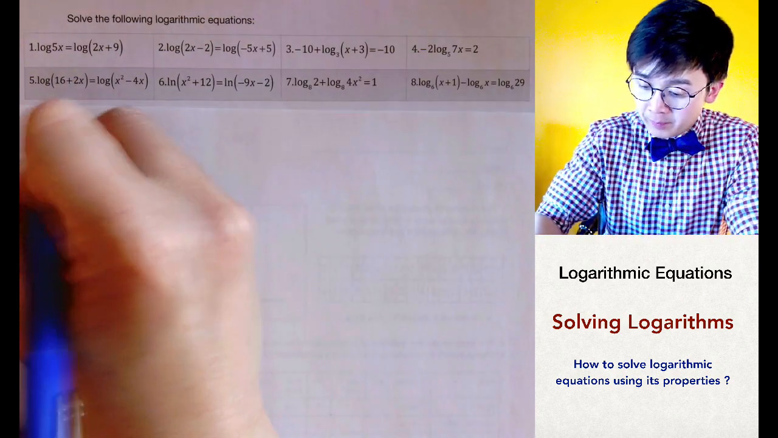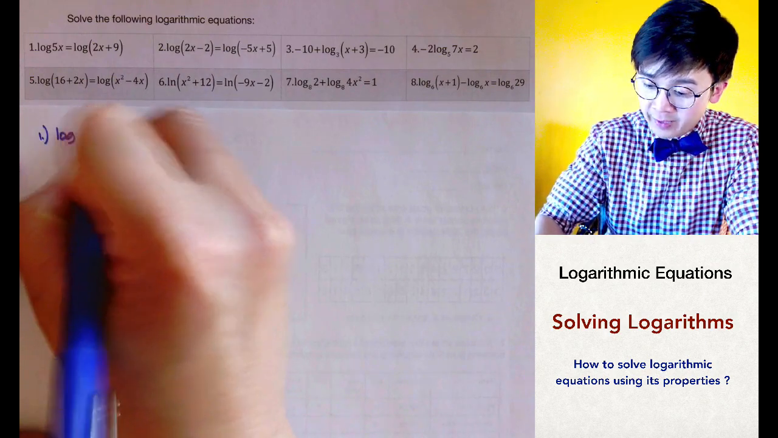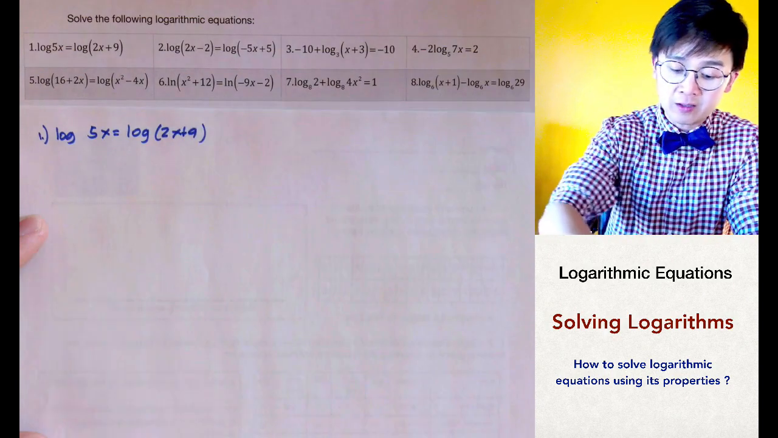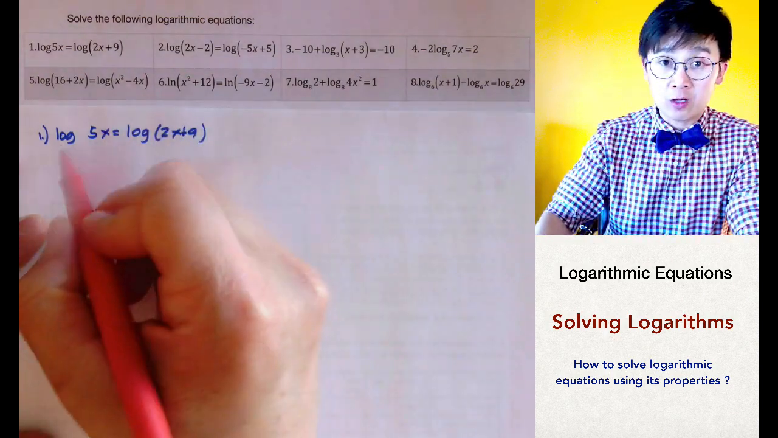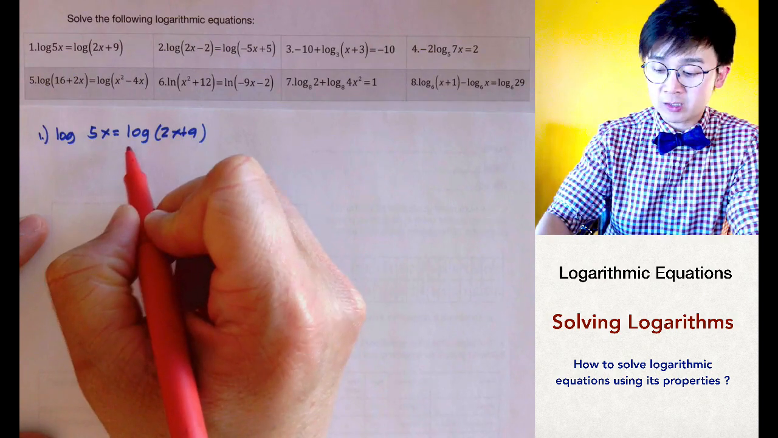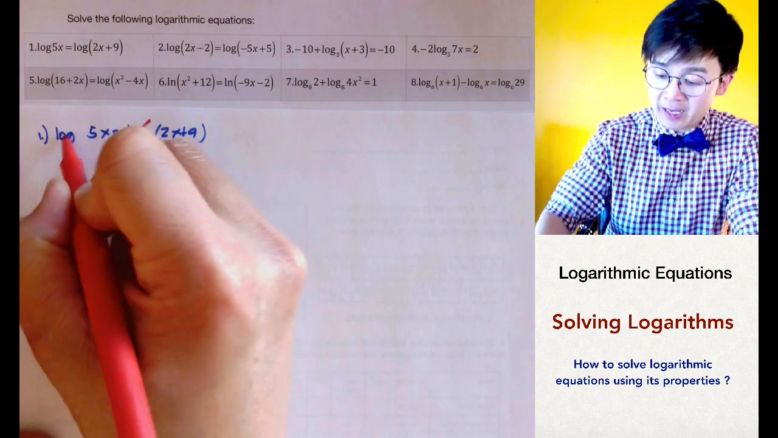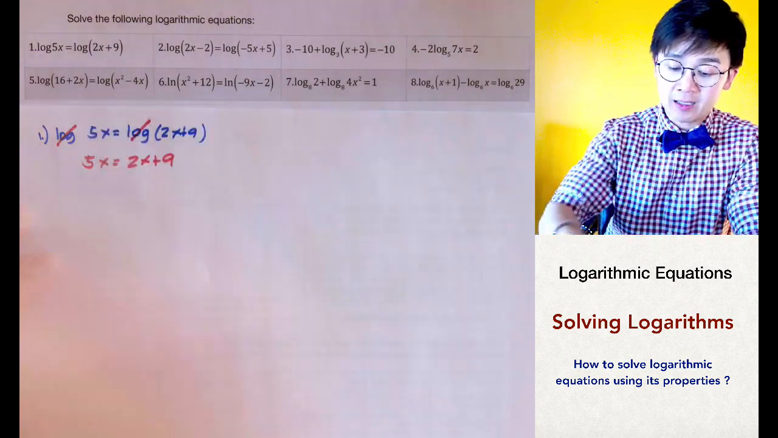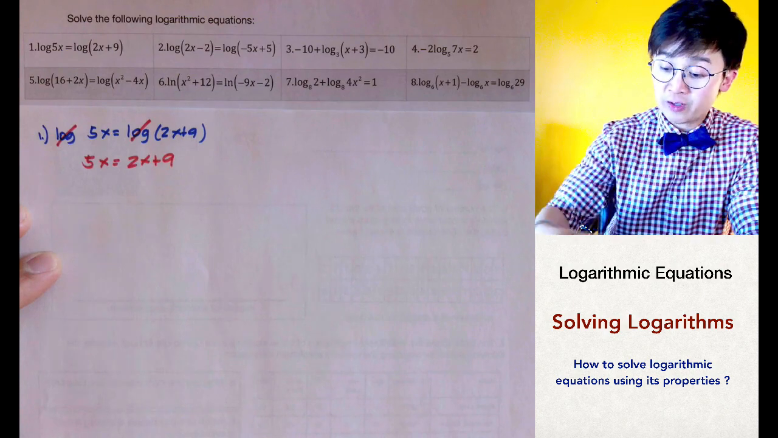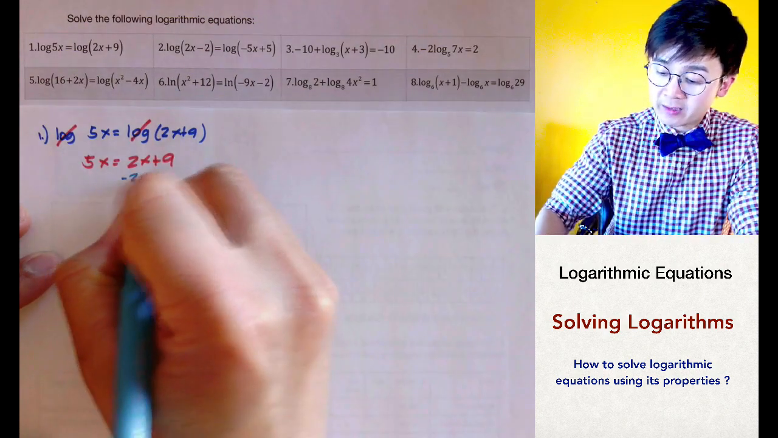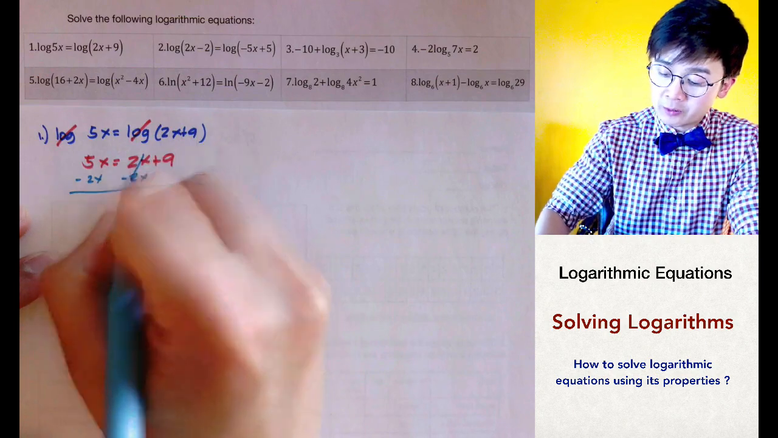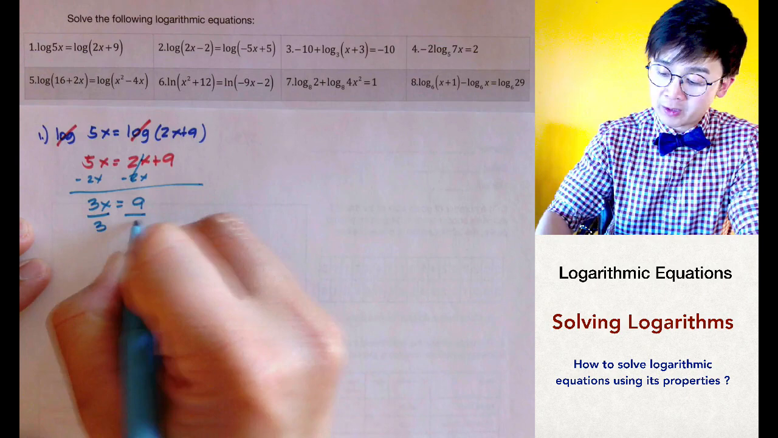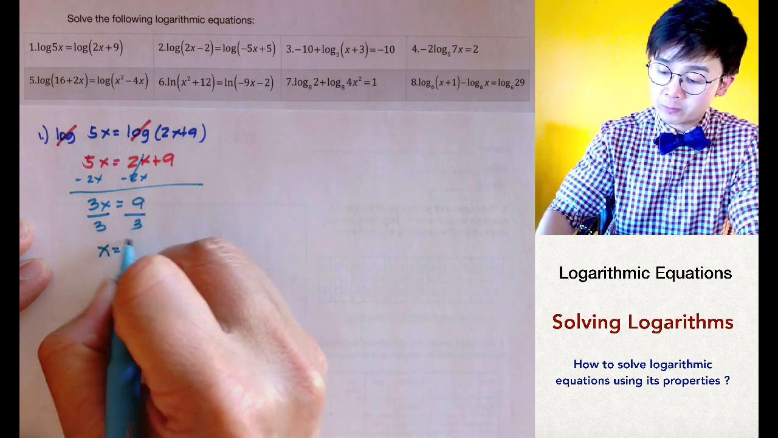So sa number 1, meron tayong log of 5x equals log of 2x plus 9. Now sa logarithm, kapag meron tayong logs sa magkabilang side ng equations at parehas sila ng base, pwede natin siyang makancel. So we'll have 5x equals 2x plus 9. And since wala ka ng logarithm, ang gagawin mo na lang is to solve for x by subtracting 2x. So you'll end up with 3x equals 9. And you divide by 3. So x is equal to 3.